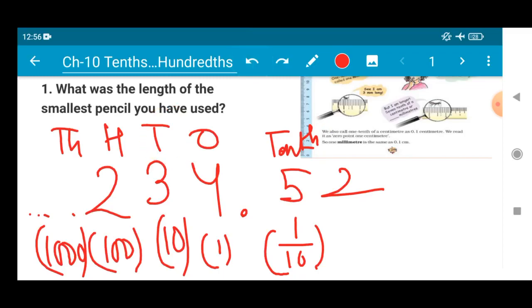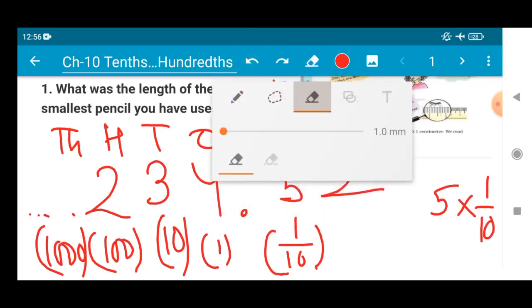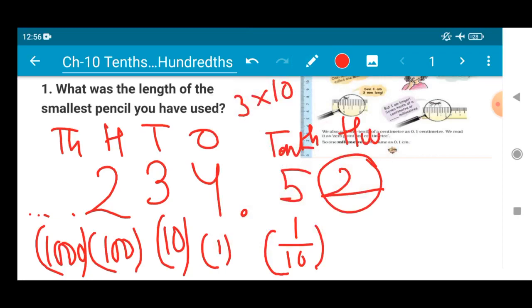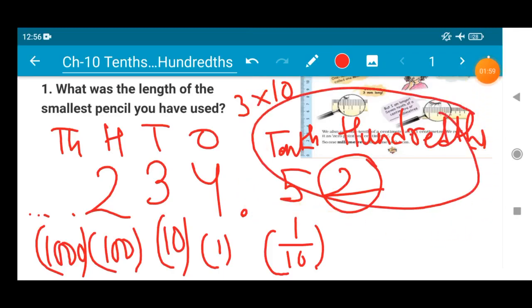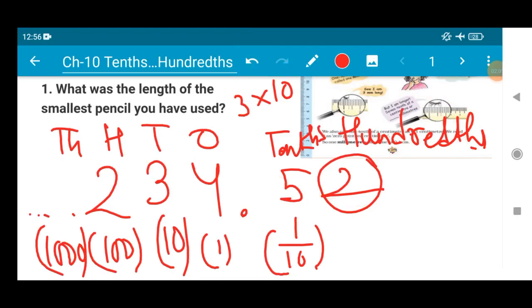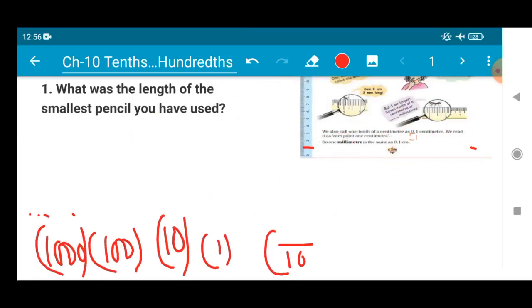Okay, don't get confused between tens and tenth. There is a difference. The 3 here is multiplied with 10, 3 into 10. But here 5 is not multiplied with 10, it is multiplied with 1 by 10, which indicates that this 5 is after the decimal point, in the tenth position. Similarly 2 will be said as hundredth. So the chapter we are discussing is tenth and hundredth, which means we have to deal with decimal numbers.